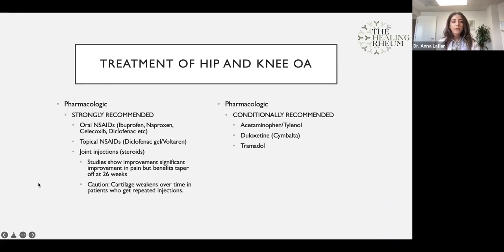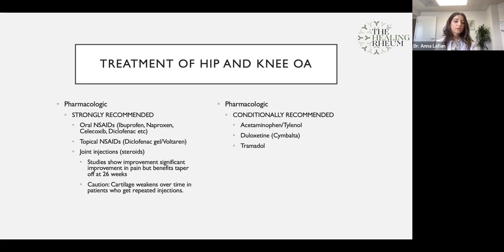Okay. And then topical NSAIDs, so diclofenac gel, also known as Voltaren, which is now available over the counter. That's also strongly recommended. And then joint injections. So steroid joint injections are very helpful. They are strongly recommended for hip and knee osteoarthritis.